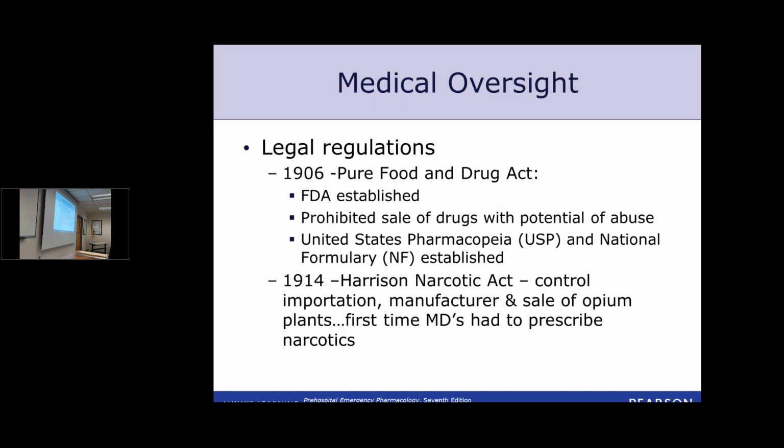Jumping forward, 1914, the Harrison Narcotic Act controlled importation, manufacture, and sale of opium. Narcotics, once again, folks. If you see nothing else in terms of all these acts, they are always related back to narcotics one way or the other. It was the first time that docs had to prescribe narcotics. Get this, before that time, you could walk into a drugstore and get morphine without a prescription.